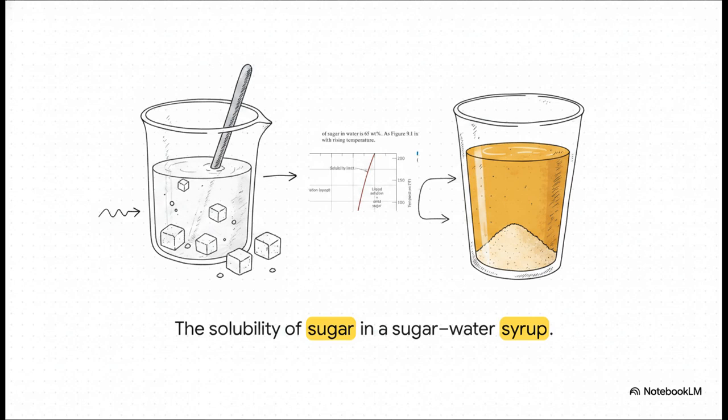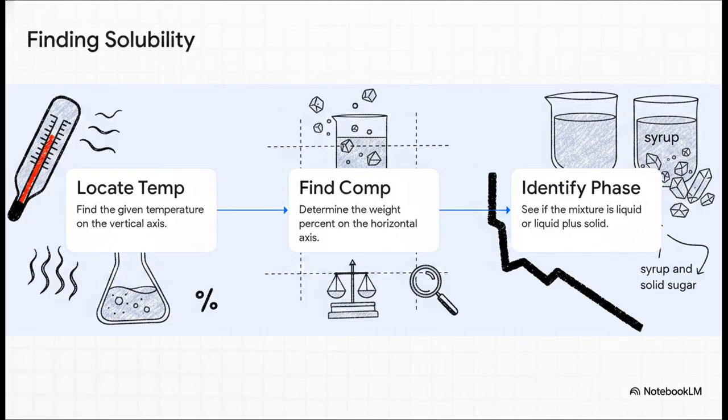At that exact moment, your single liquid phase transforms into a 2-phase system. You have the saturated liquid syrup and the solid, undissolved sugar crystals. And crucially, that solubility limit depends entirely on the temperature. By following a few simple steps on a phase diagram, we can predict exactly when a solution becomes saturated. Say we locate 20 degrees Celsius for our temperature and find the corresponding boundary. At that temperature, the limit is exactly 65% sugar by weight. So, if your mixture is, say, 60% sugar at 20 degrees, you've got a pure liquid syrup. But if you push it to 70%, you've crossed the boundary, and now you have a mix of syrup and solid sugar.